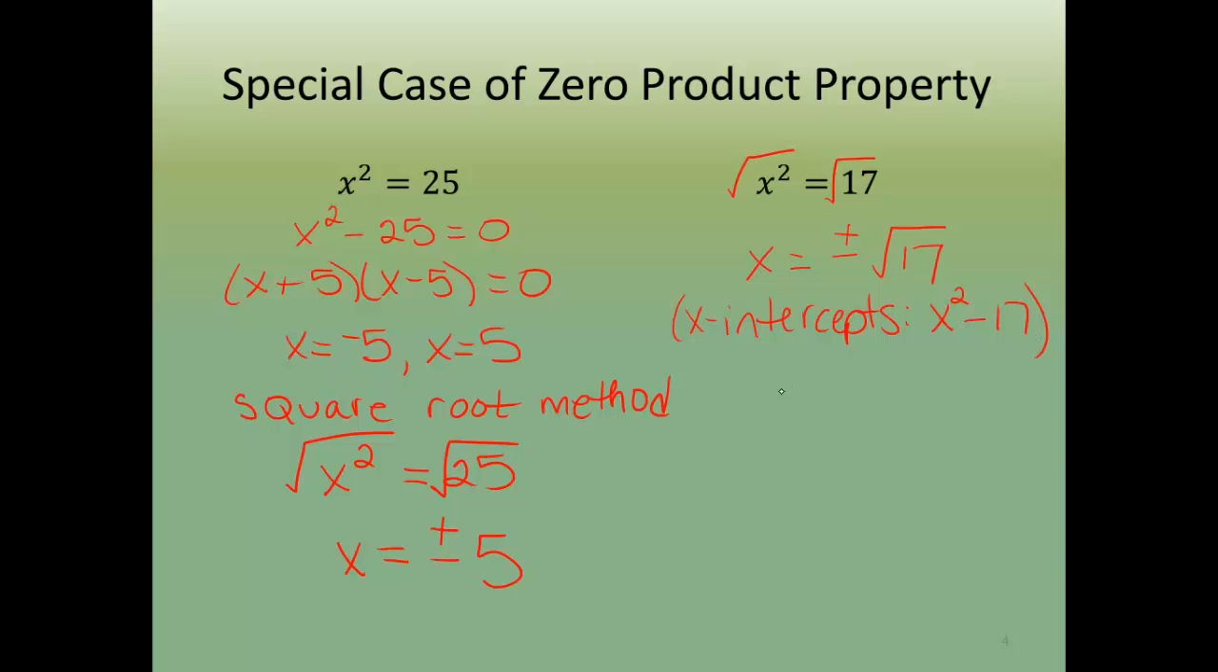Which kind of brings us back to our original problem. If I did write it as x squared minus 17 equals 0, does this factor? Well, now we can actually say it can. (x minus the square root of 17)(x plus the square root of 17). So it factors, it just doesn't factor with integers. Kind of a little fun side note.